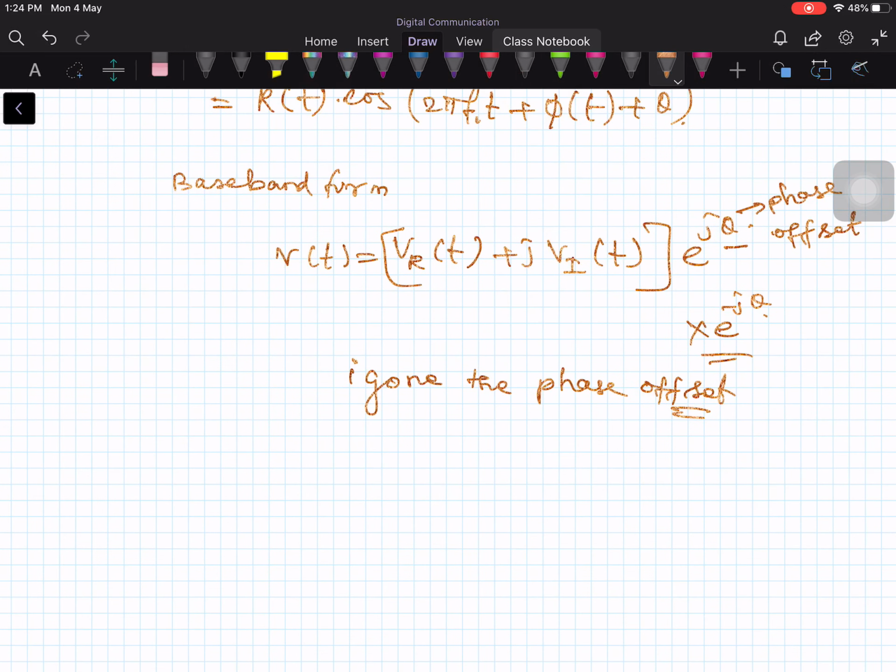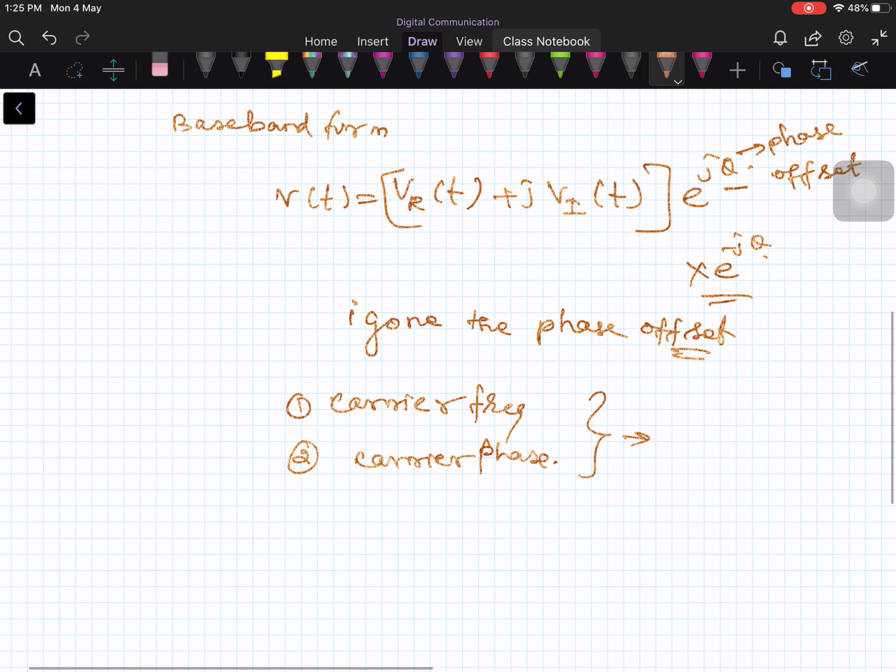The theta is assumed to be known to us, provided we do something at the receiver, and that something is a carrier recovery circuit, a circuit which is specially designed to track the carrier frequency and also the carrier phase. So we are assuming that such a circuit is in operation at the receiver. Okay, so we have a circuit to find out the carrier frequency and the carrier phase, and from its output we have an estimated theta available, which will be used to compensate for the theta.